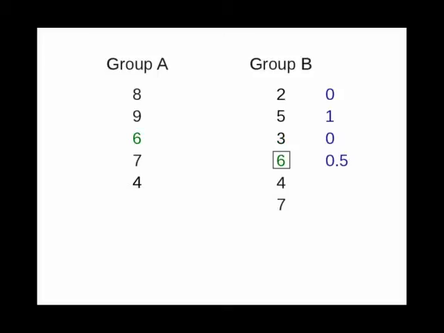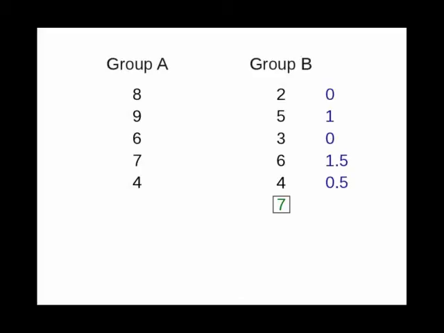The 6 ties one of the scores in Group A, so that's 1/2 point for Group B. And the 6 beats the 4, and so that's 1 more point for Group B. The 4 ties Group A's 4, so that earns 1/2 point for Group B.